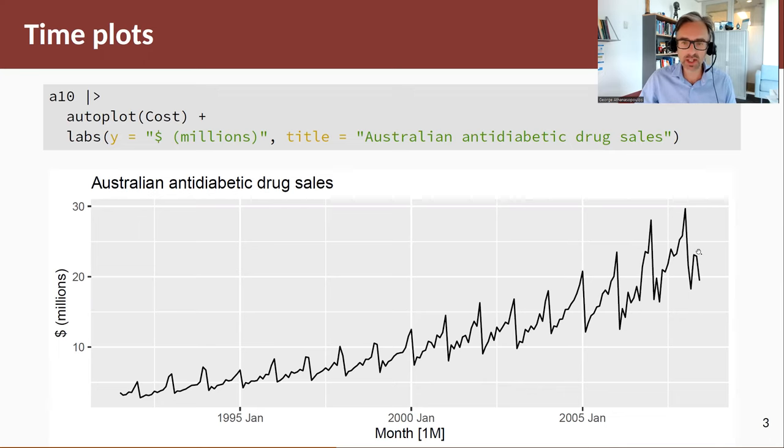Also see a trend in this data. It's increasing, it's going upwards. Maybe a non-linear trend, it's not linear. The other thing that I see is that the difference between the spikes and the troughs increases as the level of data increases as well.